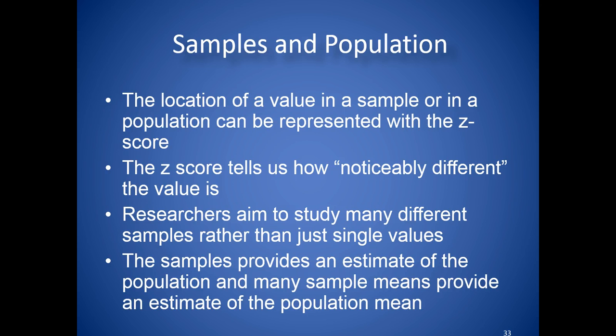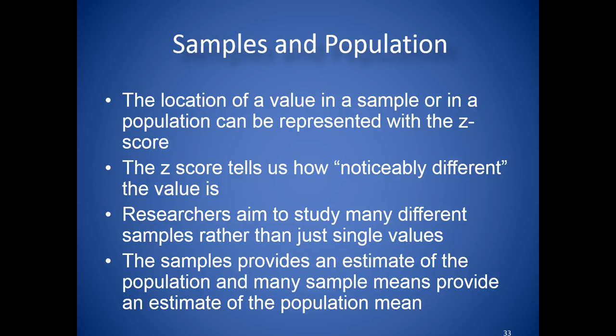So the location of a value in a sample in a population can be represented with a z-score. The z-score tells us how noticeably different the value is. Remember that plus or minus 2 in general in the z-score is definitely already towards the outlier section. The researchers will then aim to study many different samples rather than just a single value.